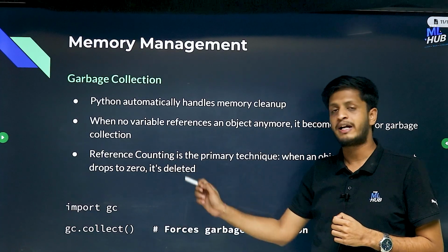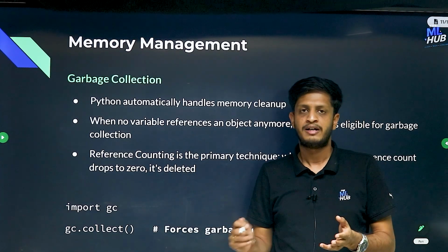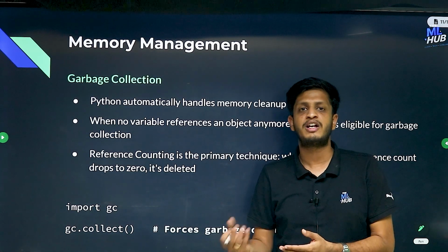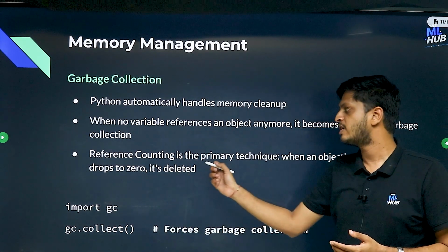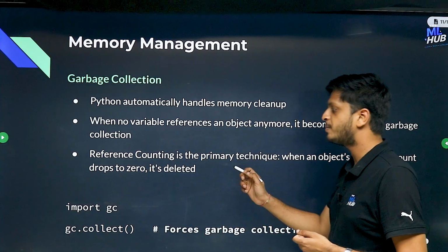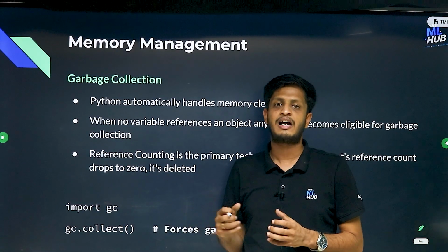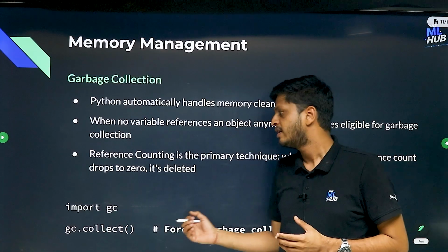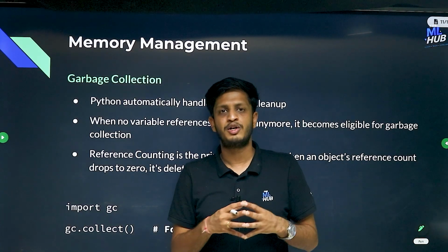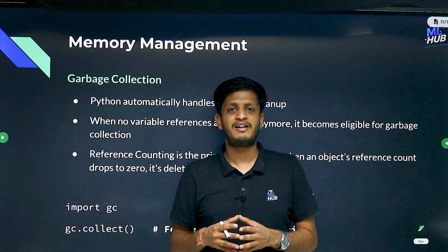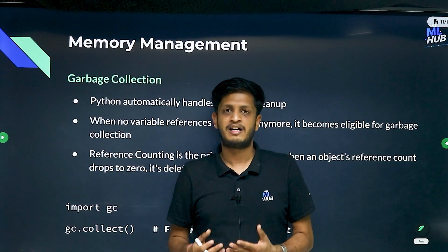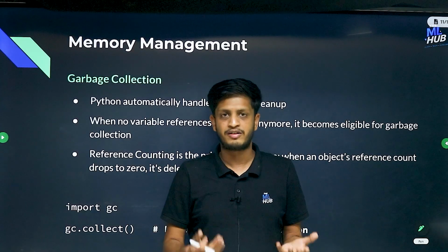Now reference counting, it is the same concept that I told you. Reference counting is just counting at every memory location how many variables are pointing to it. Reference counting is the primary technique. When an object's reference count drops to 0, it is deleted, or garbage is getting collected. So Python automatically will take care of garbage collection. Generally you don't need to do it. Once in a while when there is less memory available, Python will try to collect the garbage so that more memory is now available for other variables.